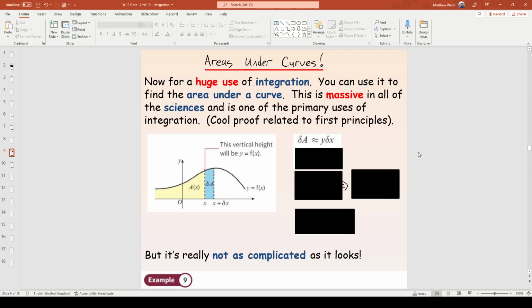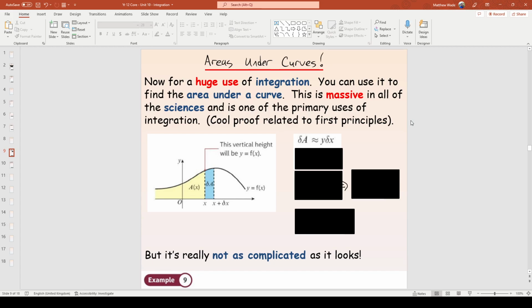Right, buddies, today we are starting our very next lesson in integration. Title for today is Areas Under Curves, and this is actually a really important lesson for integration because finding an area under a curve, believe it or not, is one of the most important things that we will be doing in any of the sciences. So biology, chemistry, and physics all find areas under curves.